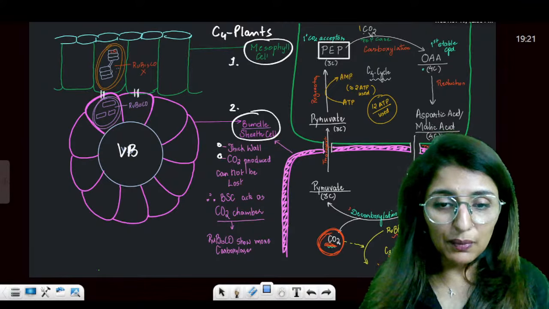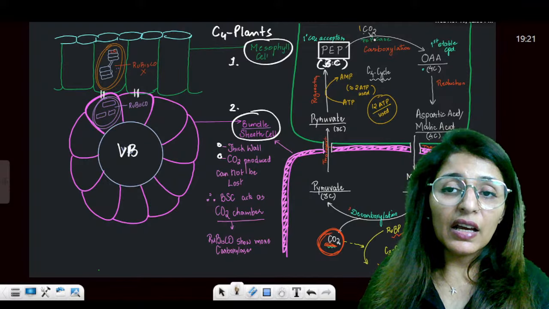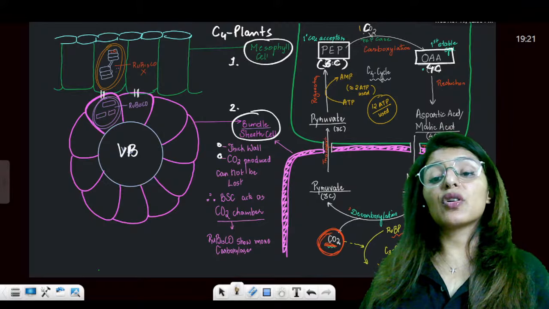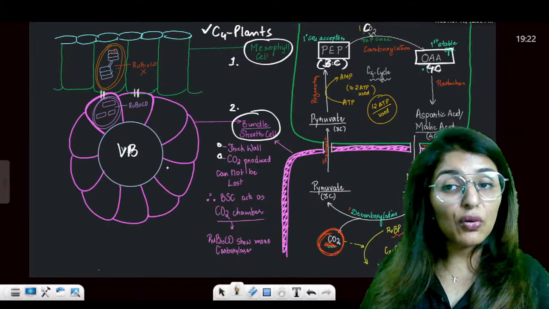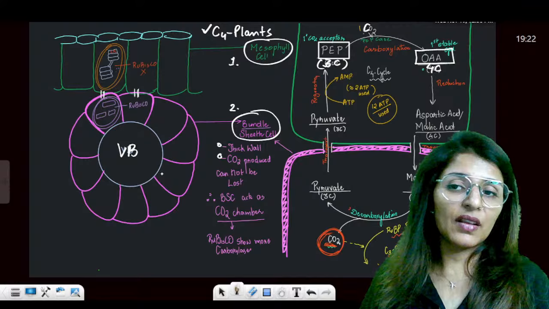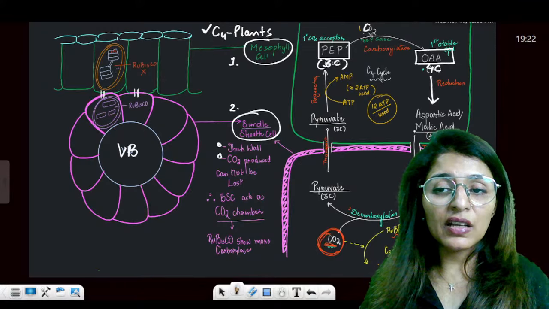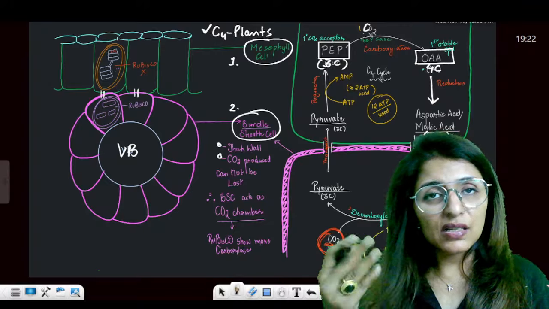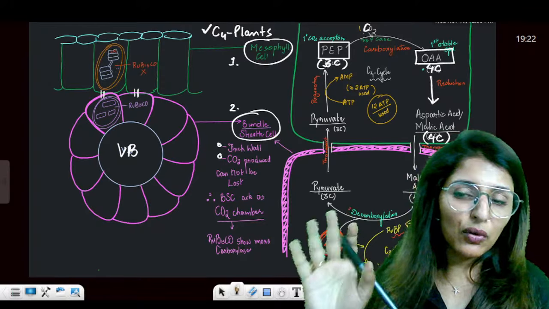Now PEP is a 3-carbon compound. 3 carbon plus 1 CO2 will add up to form a 4-carbon compound, which is oxaloacetic acid. And because the first stable compound is a 4-carbon compound, that is why we call it a C4 cycle or a C4 plant. Right? Now this oxaloacetic acid will change into aspartic acid or malic acid, and both are 4-carbon compounds. In some plants, it will form aspartic acid. In others, it will form malic acid. Either way, both are 4-carbon compounds.